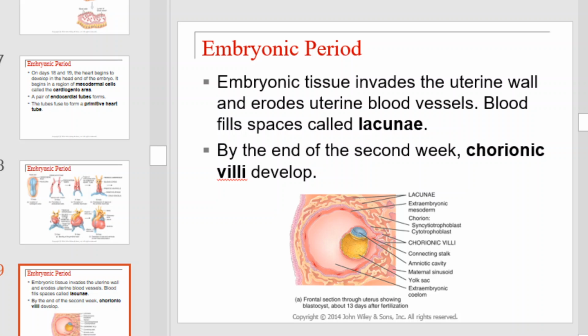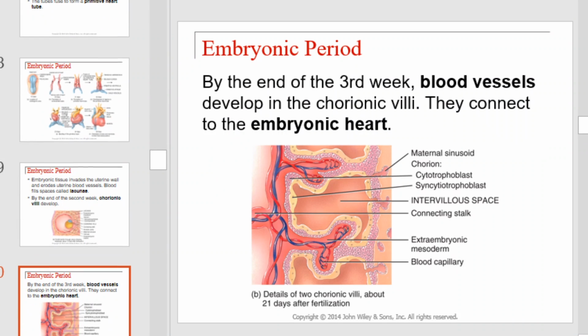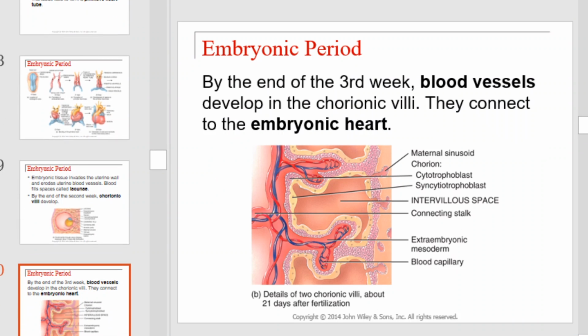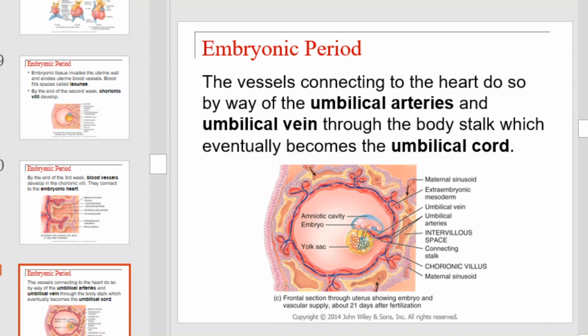Embryonic tissue invades the uterine wall and erodes uterine blood vessels. Blood fills spaces called lacunae, and by the end of the 2nd week, chorionic villi develop, as illustrated in this picture. By the end of the 3rd week, the blood vessels develop into chorionic villi. They connect to the embryonic heart. The vessels connecting to the heart do so by way of the umbilical arteries and umbilical vein through the body stalk, which eventually becomes the umbilical cord, as illustrated here.